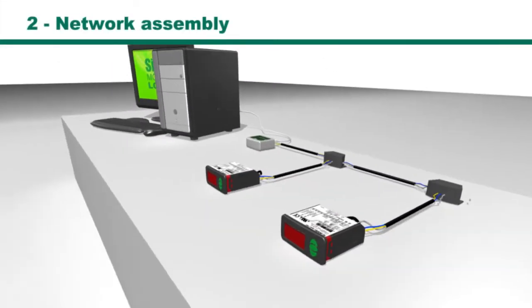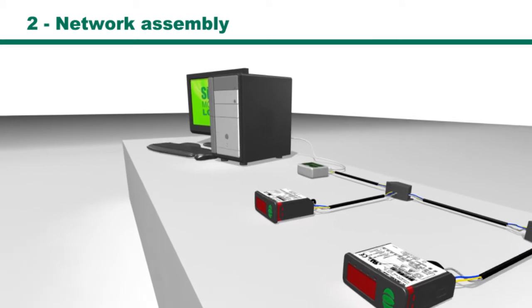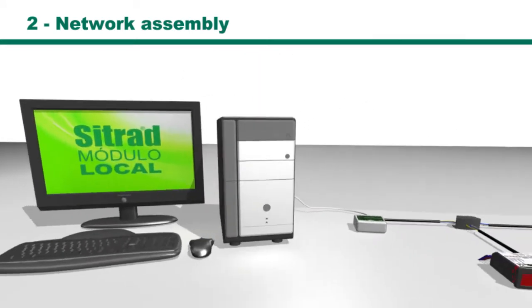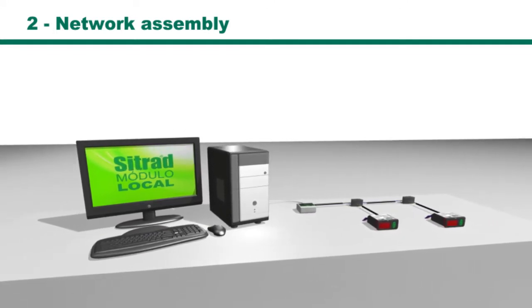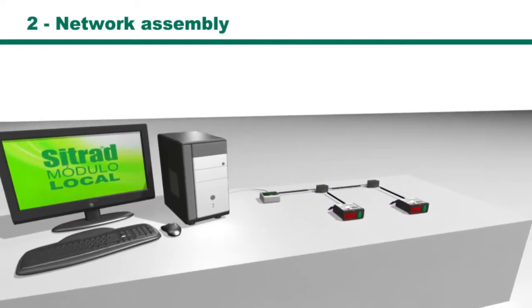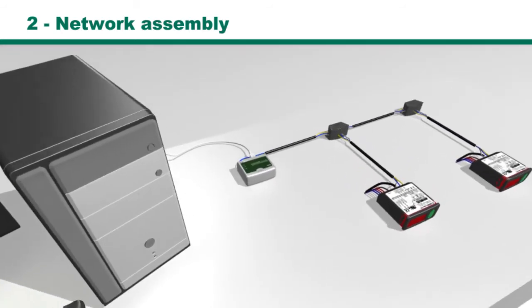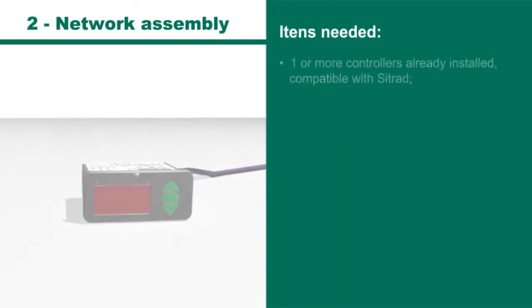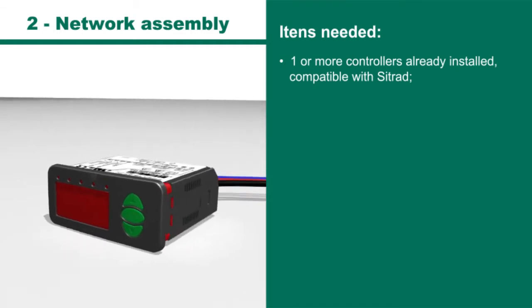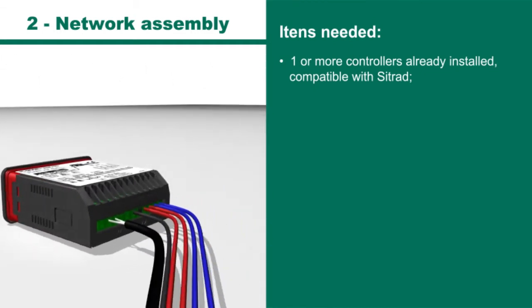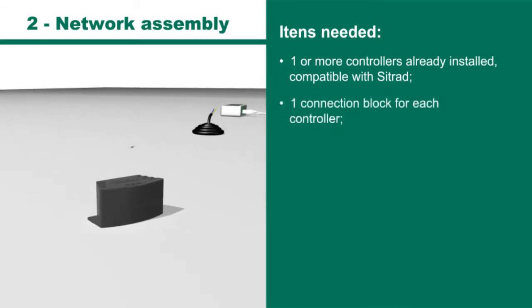Network assembly. We'll be assembling a standard RS485 network for Sitrad Local, installed on the computer where the converter interface Conv32, Conv256 or TCP485 is connected. To start, you will need to have one or more controllers already installed and compatible with Sitrad. See the updated list on the link below in the video description.